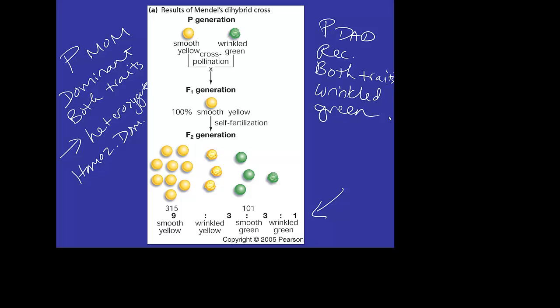So crossing those two, this is actually set up something called a test cross. If you have the expression of a recessive trait in an individual, they must be homozygous recessive for that trait. We'll look at this.